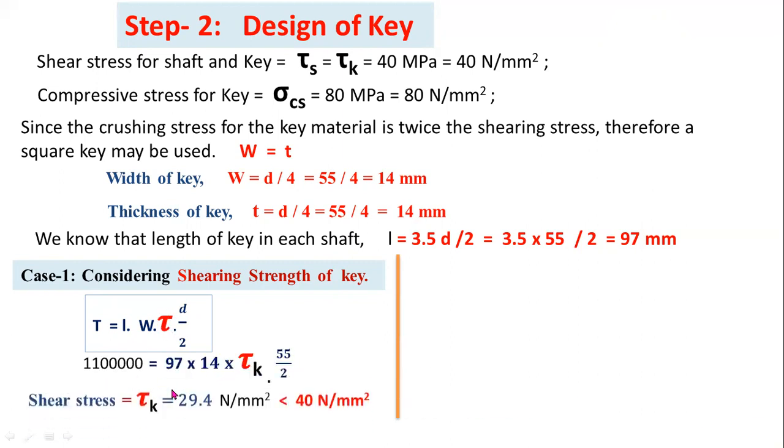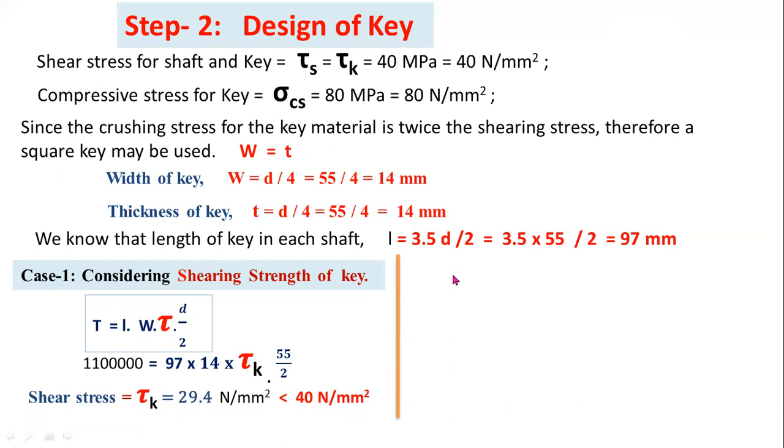Shear stress induced in the key material tau k equals 29.4 Newton per mm square, but the given shear stress is 40 megapascal. This induced shear stress is less than the permissible shear stress, so the design of the key is safe on the basis of shearing strength.